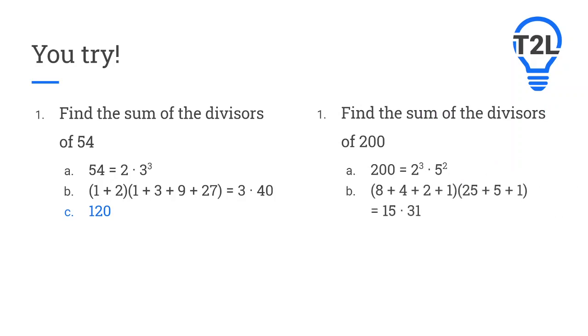Same sort of thing with 200: just find the prime factorization. You get 2 cubed times 5 squared, and then do the descending order thing. Start with 2 cubed, then go down to 2 squared, then 2 to the first, and 2 to the 0, and then do the same thing with 5. And then you're left with 15 times 31, and once you multiply that out, you get 465.